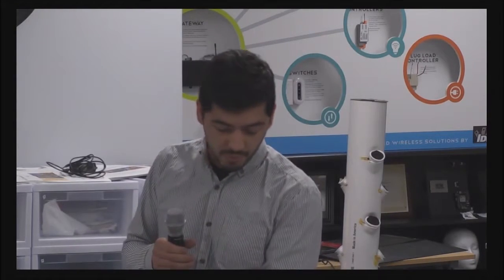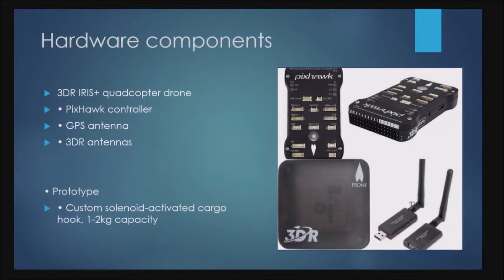So the main components, as I earlier mentioned, of this system are the PixHawk controller, which is a controller that is installed in the drone. Then you have the GPS module, shown down there, that is used for sending the location of the drone to the server. Then you have the two 3DR antennas that are used for communication from the server to the drone.